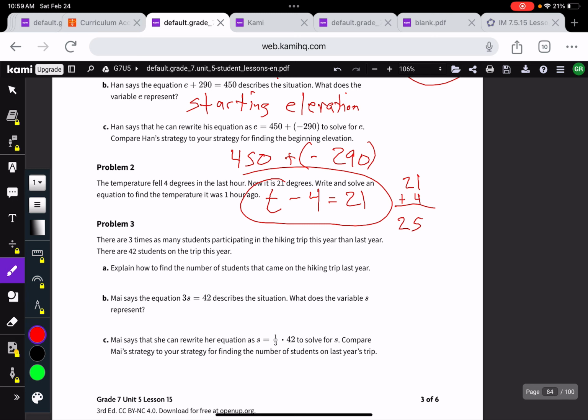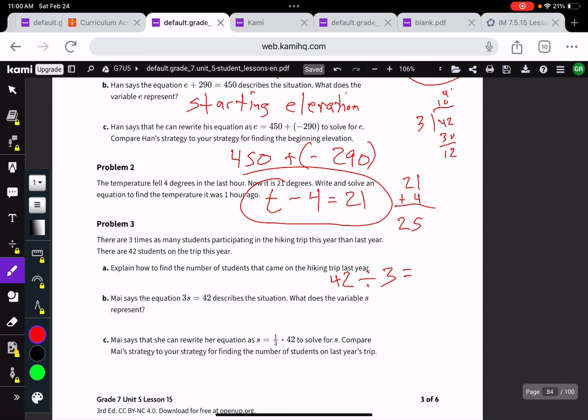But 3 times as many means I need to take 42 and split it 3 ways so that I know what it was last year. So if I did 42 divided by 3, I'm going to go up here. How many 3s fit into 42? Well, 10 can. That'd be 30. That leaves 12 left. 3 goes into 12 4 times.